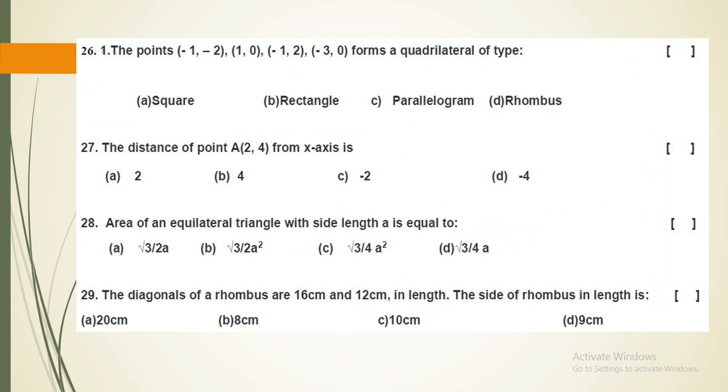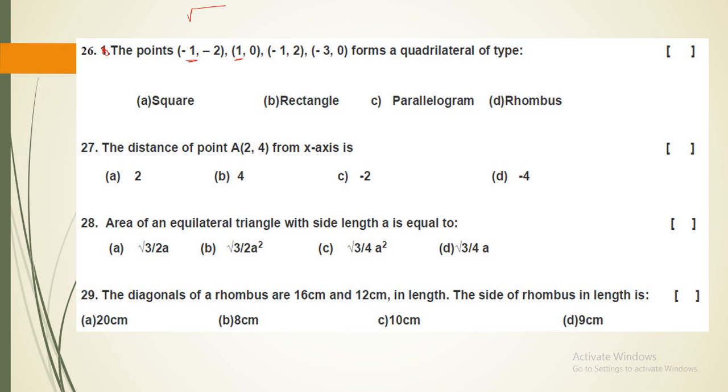Next, moving on to question number 26. Which type of quadrilateral is it? To find out which type of quadrilateral, since we are given square, rectangle, rhombus and parallelogram, first of all we need to decide the lengths. So find out the distances. 1 minus of minus 1 is plus 1.